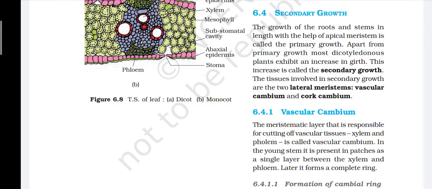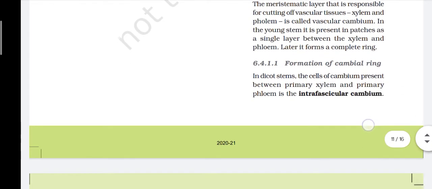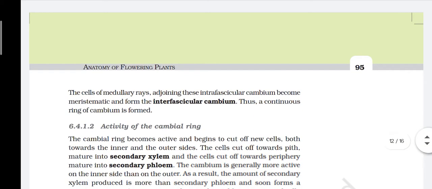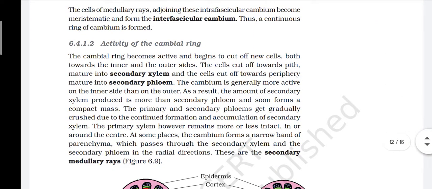Vascular cambium. The meristematic layer that is responsible for cutting off vascular tissues, xylem and phloem, is called vascular cambium. In the young stem, it is present in patches as a single layer between the xylem and the phloem. Later, it forms a complete ring, the cambial ring. In dicot stem, the cambium present between primary xylem and primary phloem is the intrafascicular cambium. The cells of the medullary rays adjoining these intrafascicular cambium become meristematic and form the interfascicular cambium. Thus, a continuous ring of cambium is formed.